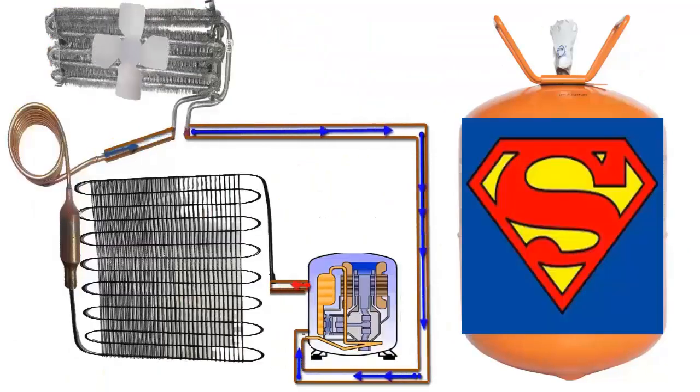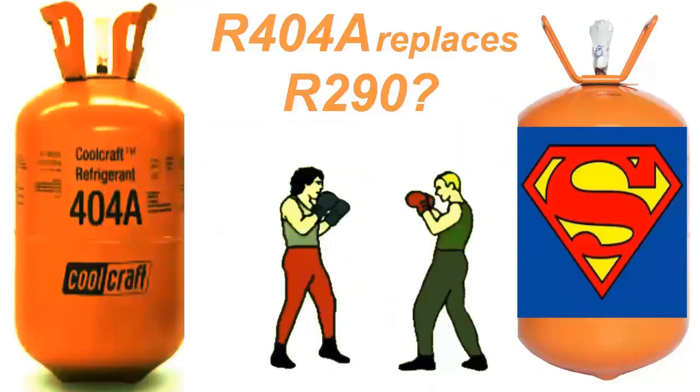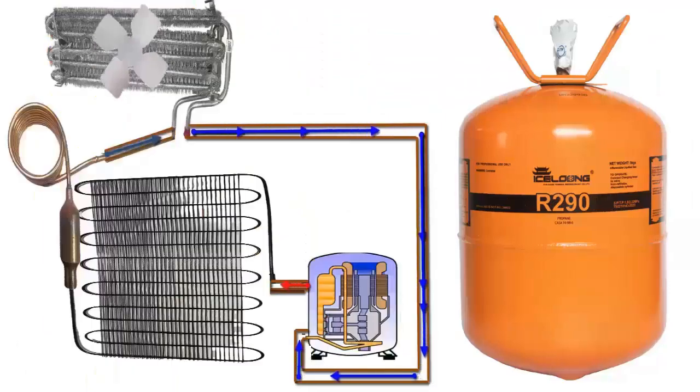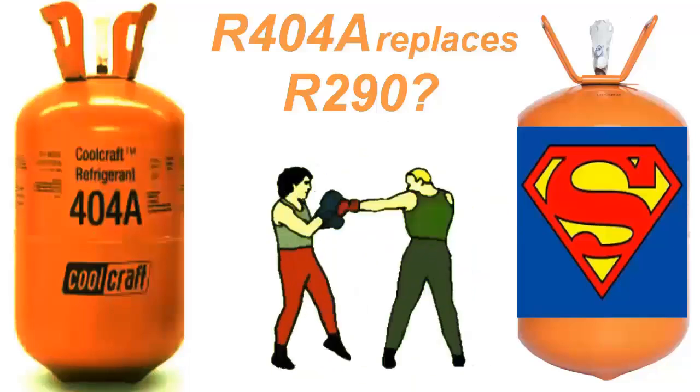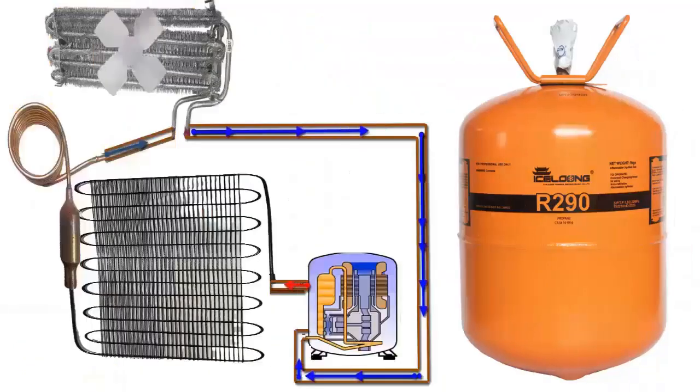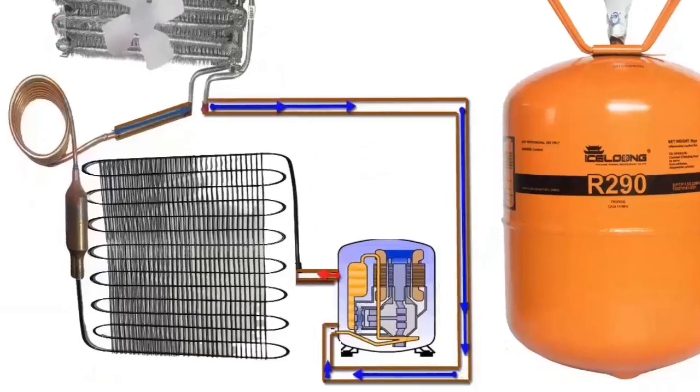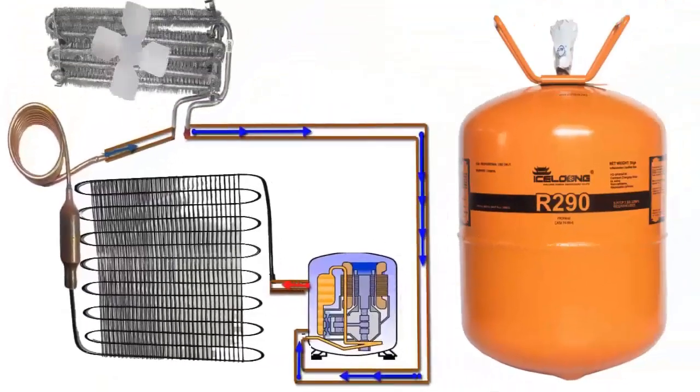1. Difference in volumetric capacity. The main difference between R290 and R404A is their volumetric capacity. R290 has nearly double the cooling capacity compared to R404A, meaning compressors are completely differently designed for each gas.